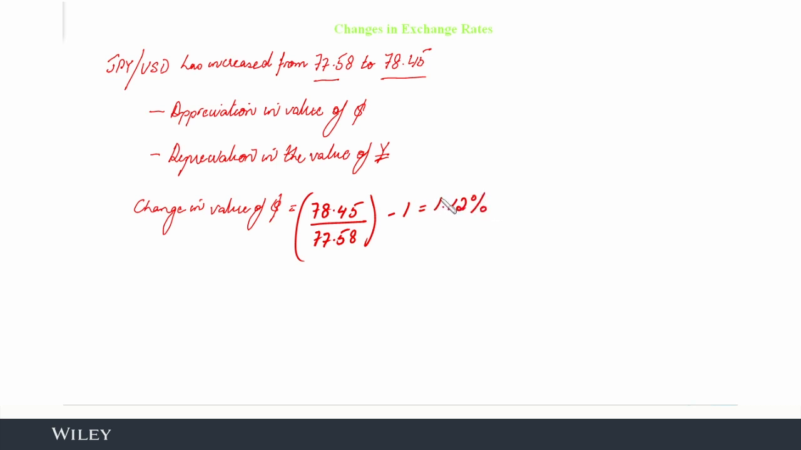1.12%. Now, the important thing for you to note on this slide is that the percentage increase in the price of the dollar against the yen does not equal the percentage decrease in the value of the yen against the dollar. In order to determine the percentage decrease in the value of the yen against the dollar, we must work with exchange rate quotes that express the price of the yen, or make yen the base currency. So we need to convert these exchange rate quotes in terms of dollars per yen.